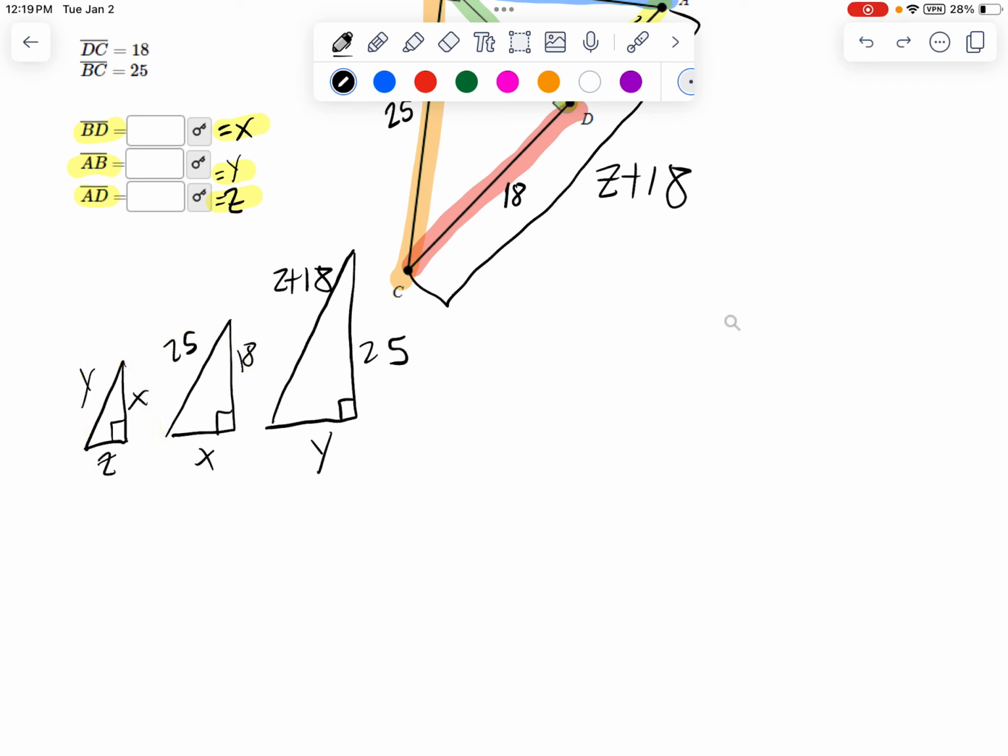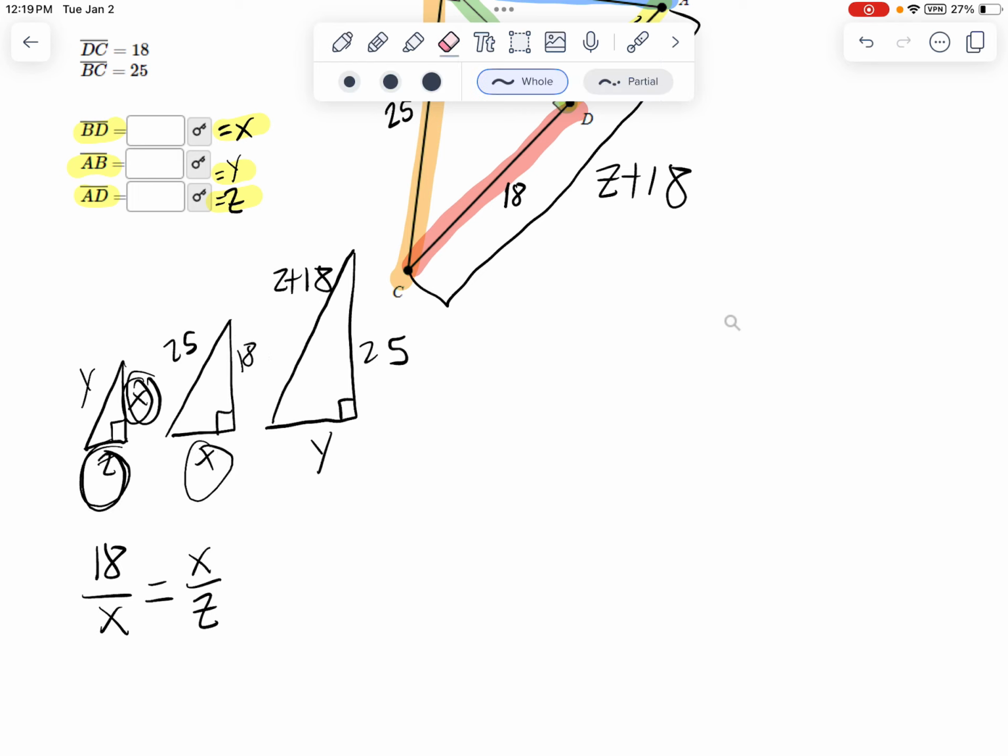Okay, so if we want to set up those proportions, here's an x, there's its corresponding side, here's an x, there's its corresponding side. I like going bigger to smaller, so I'm going to say 18 over x equals x over z, because it's big to small equals big to small, right? Now, as we're looking at that, can we solve for x? No, because you have two variables in the same equation, which means you won't be able to solve for it. Not yet, at least.